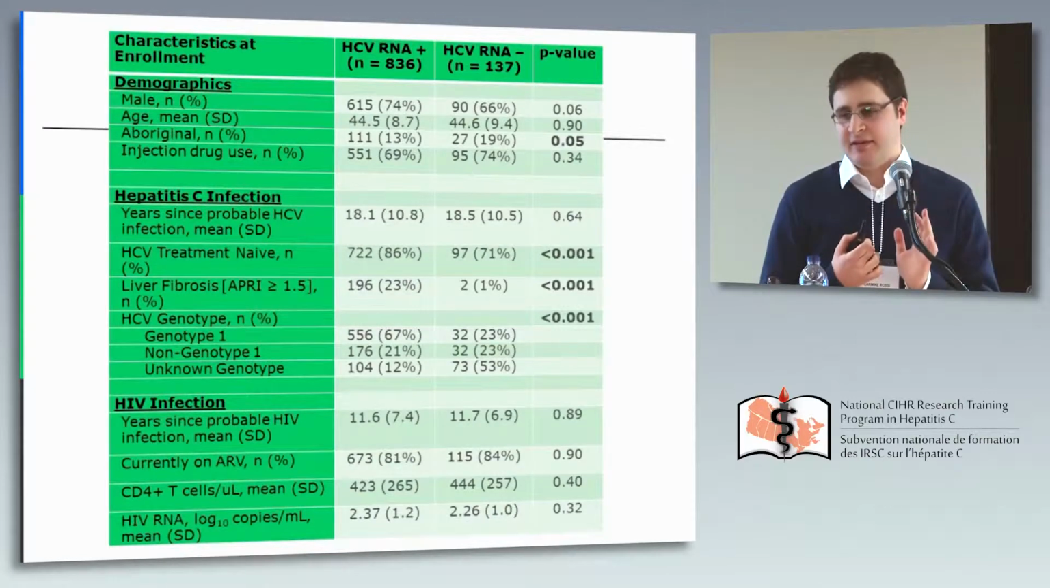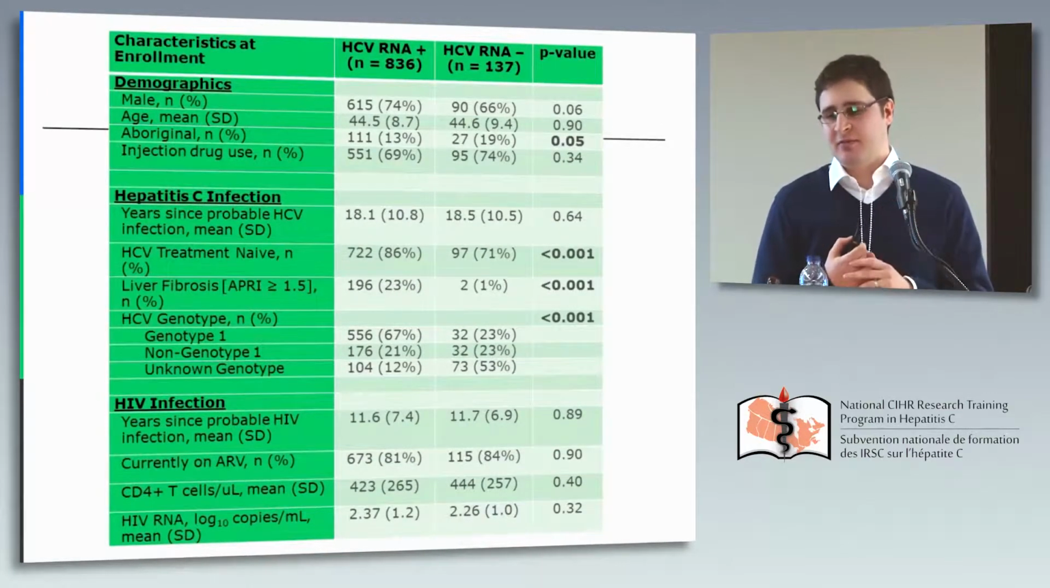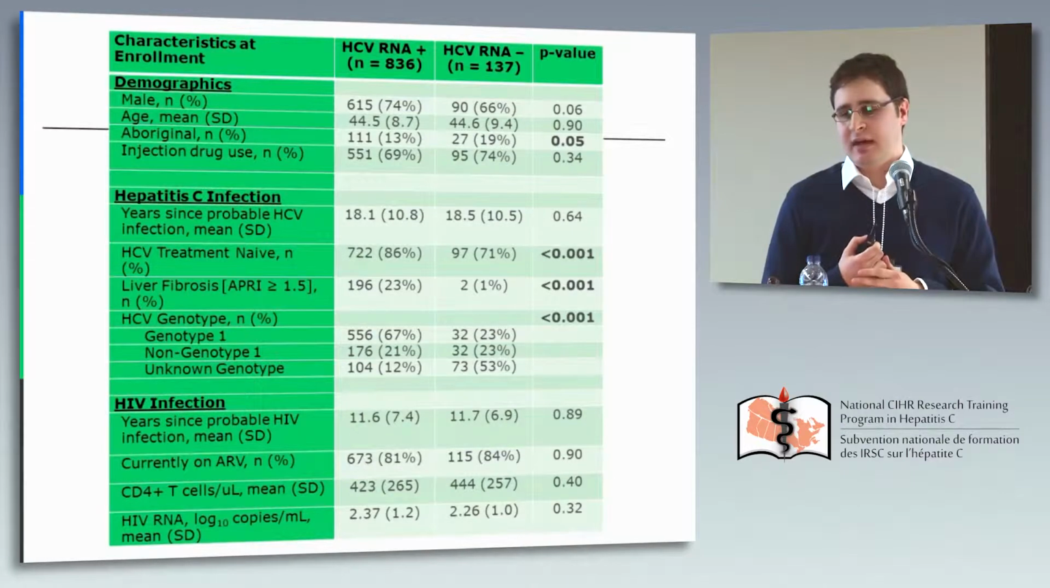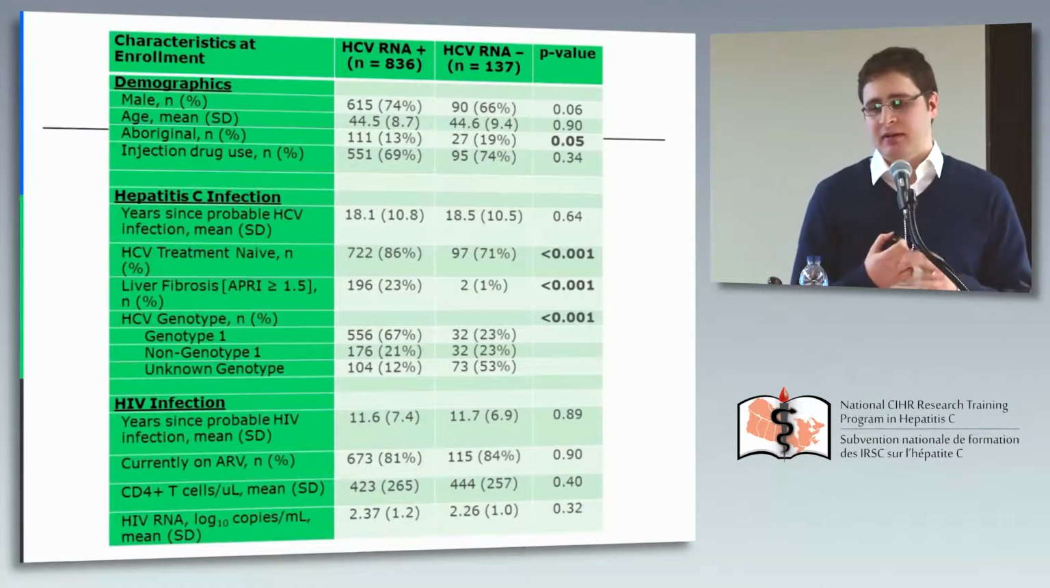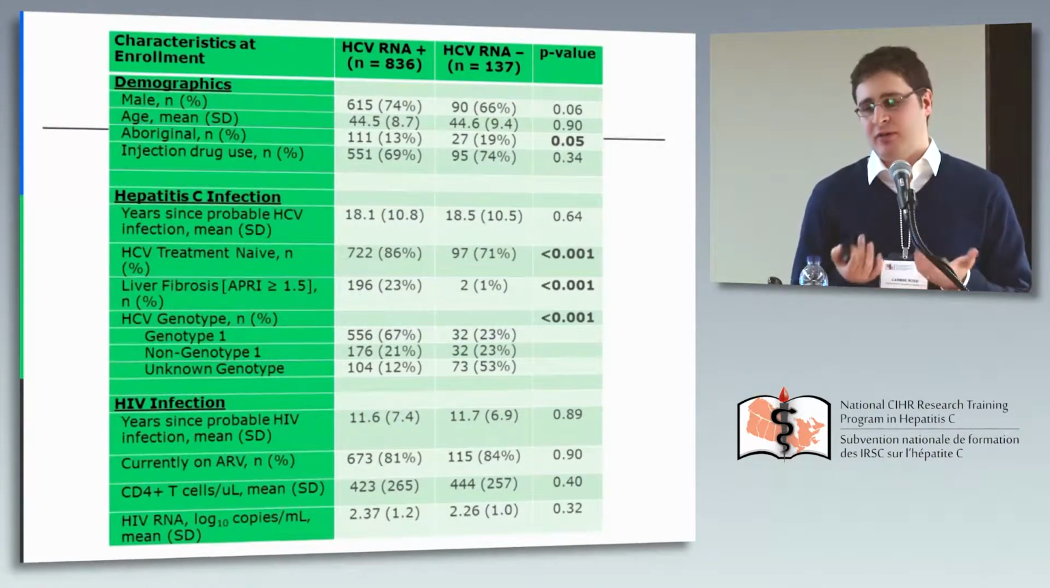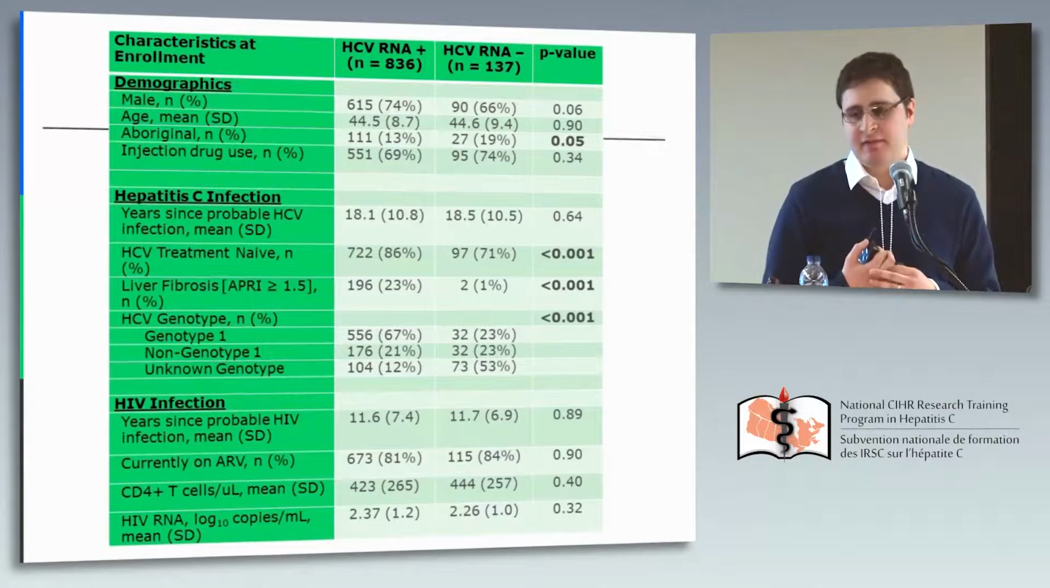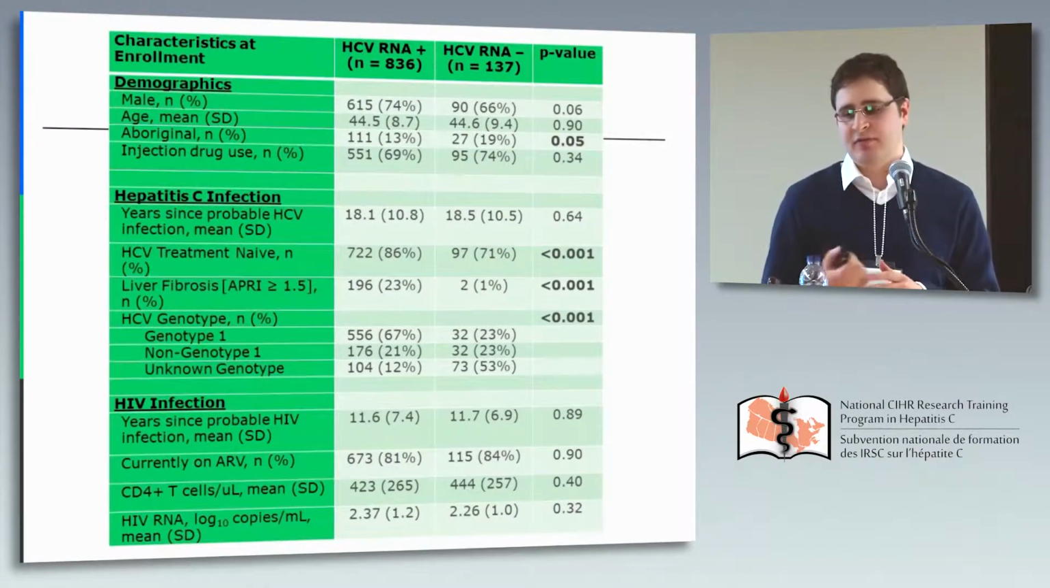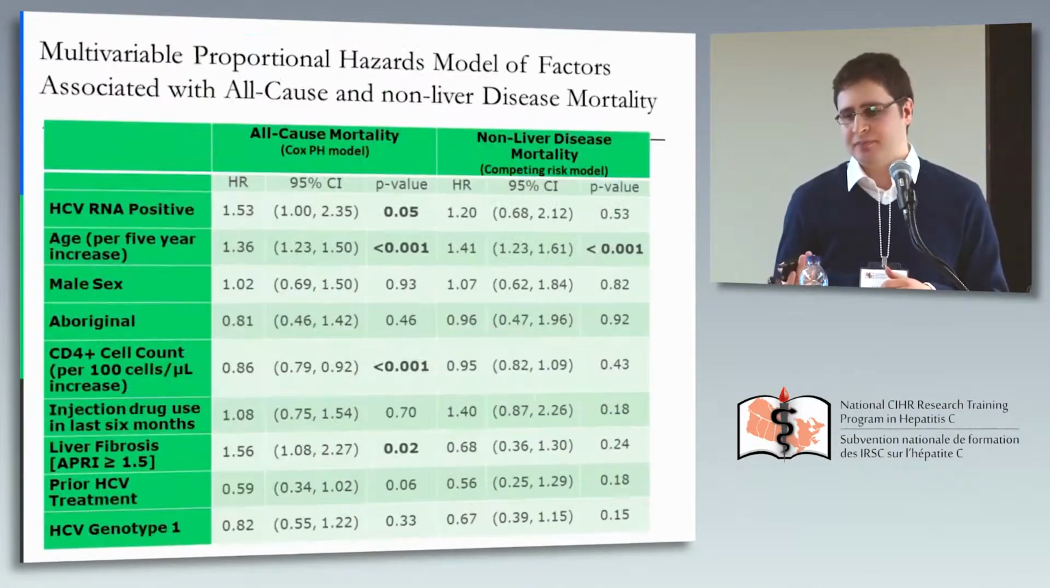Those who are HCV RNA negative were more likely to be Aboriginal. There were also some differences in hepatitis C variables. Those who are RNA positive naturally are more likely to be treatment naive, more likely to have fibrosis, and also have a different distribution of genotypes. There were no differences between the exposed and unexposed in terms of HIV-related covariates.